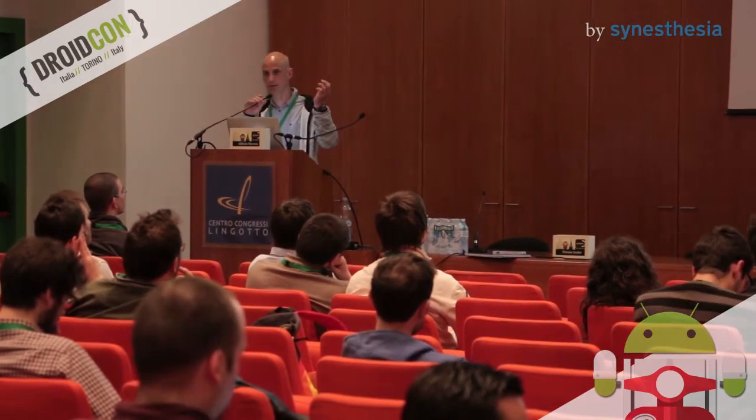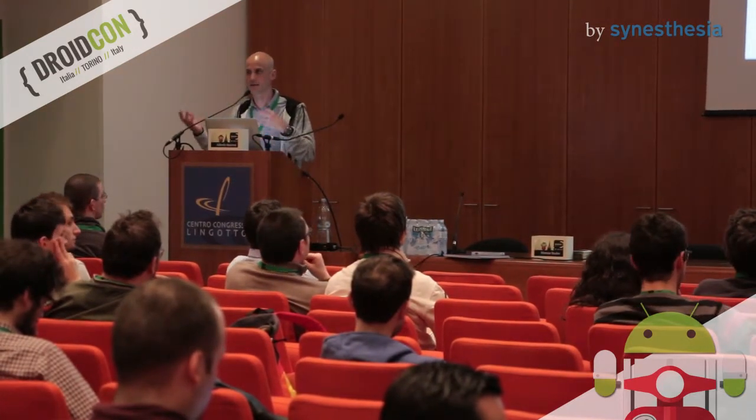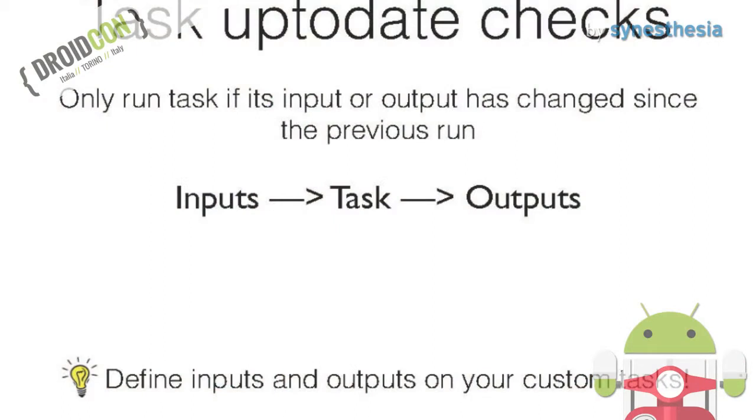So we saw the DSL to express what your build should do. We saw that it's mapped to a domain object model that is very rich, that allows you to ask very advanced questions and do advanced stuff. We then saw that there are tasks that are your unit of work. These are the ones that actually do something, and they are wired up with each other. Now there's one concept about tasks that is really powerful.